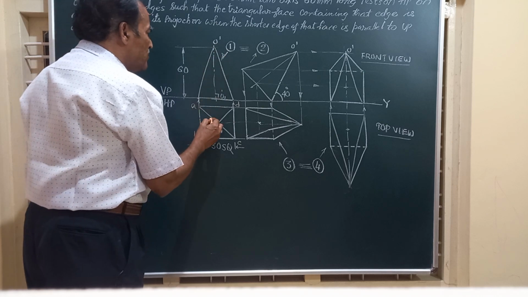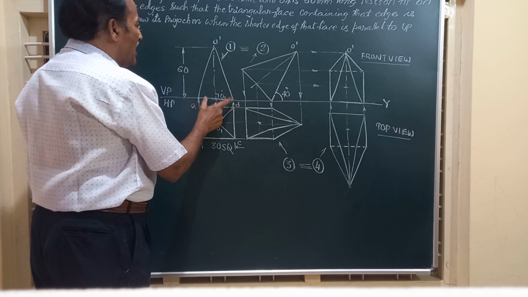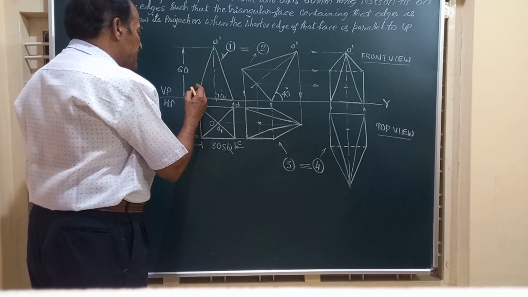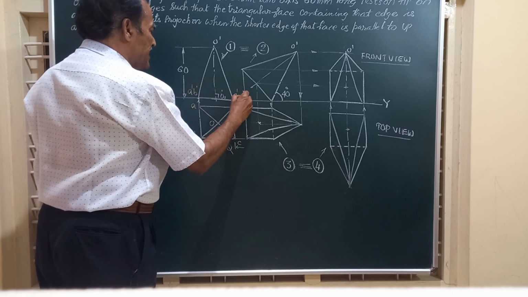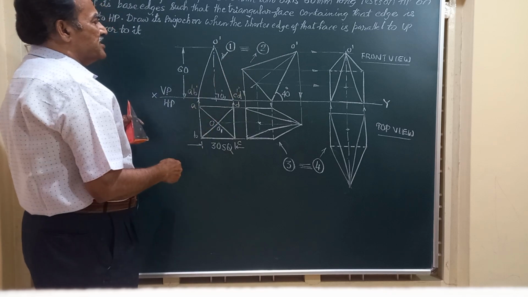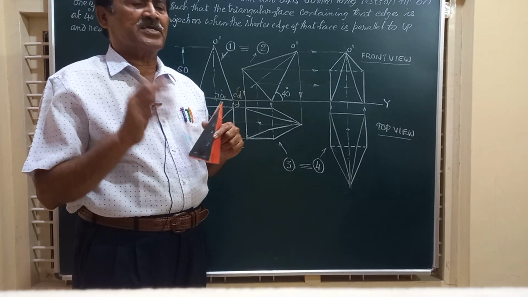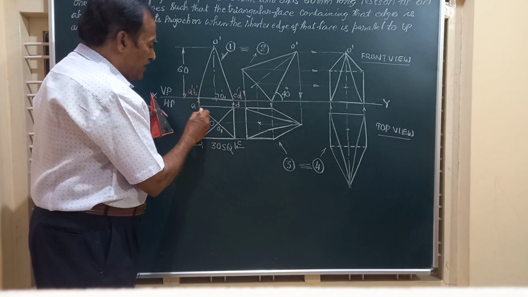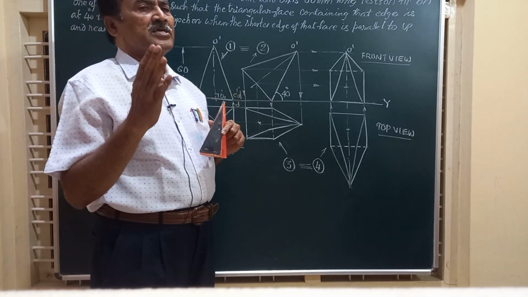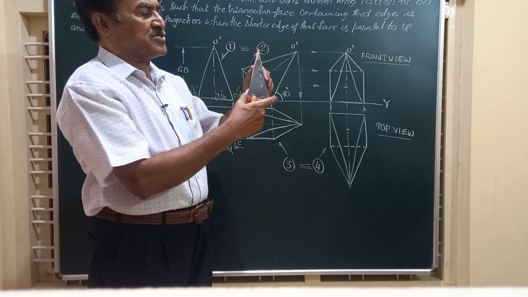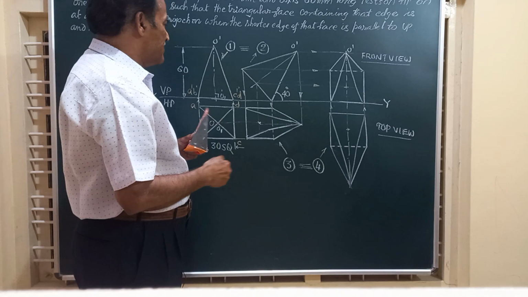In the front view, we are going to get a triangle with base equal to 30 millimeter and height equal to 60. We will project all these points and obtain A dash, B dash, C dash, D dash, and this will represent the front view of the pyramid when it is resting on HP on its base. In the top view, OA, OB, OC and OD represent the top views of the four slant edges of the pyramid.